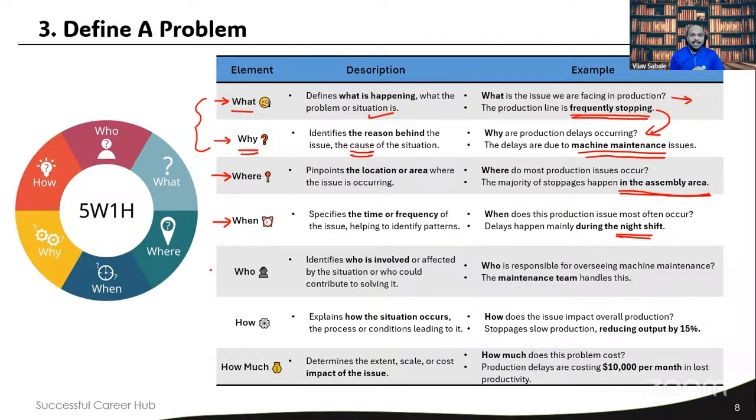Okay, great. Now let's talk about the fifth W question, which is who, right? Now, who is necessarily totally depending on the situation, right? So we can see here, it identifies who is involved or affected by the situation or who could contribute to solving it, right? So depending on the situation, we can select any one of these options, right? But it is giving you more clarity about who is the responsible person during this entire scenario. For example, who is responsible for overseeing machine maintenance? To answer this question, we can say the maintenance team handles this, right? So we need to investigate this along with the maintenance team, right?